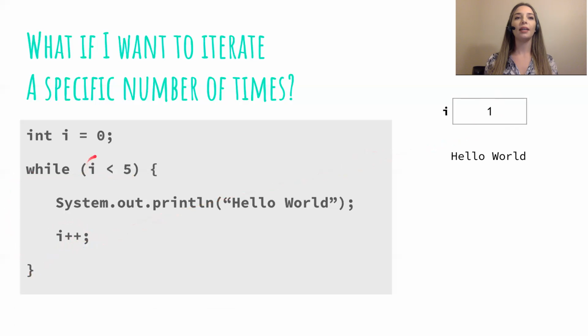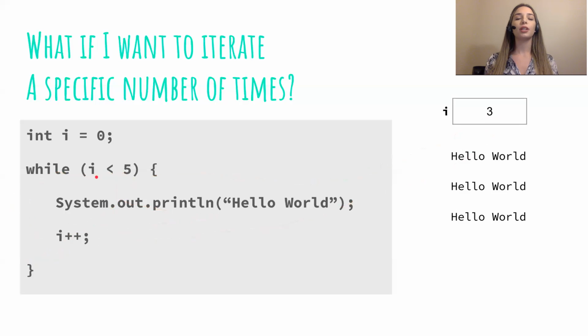So now i is 1. Is 1 less than 5? Yes, that's true. So we jump into the code and we print out hello world one more time. And we increment i again, i++. So now i is equal to 2. Now we jump up, we check the while loop again. Is 2 less than 5? Yes, so we print out hello world. We increment i again, so now i is 3.